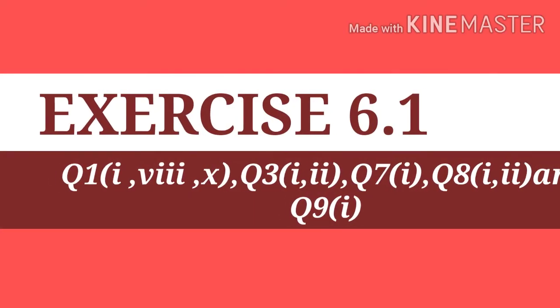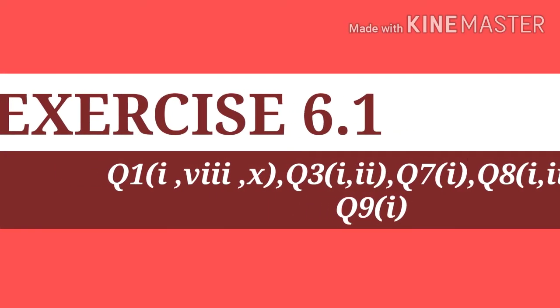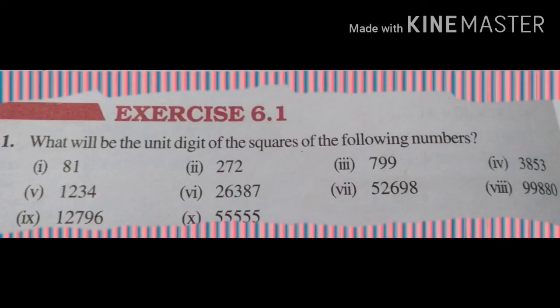Okay, today we'll do exercise 6.1. Question number 1. What will be the unit digit of the square of the following numbers? You are given 10 numbers and you are asked to find the unit digit of the squares of these numbers. Now here I'll do 3 questions for you and the rest you have to do yourself.